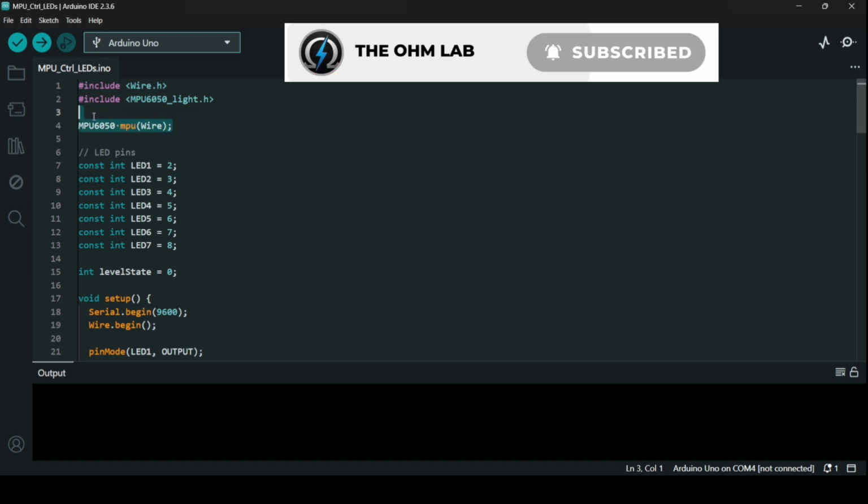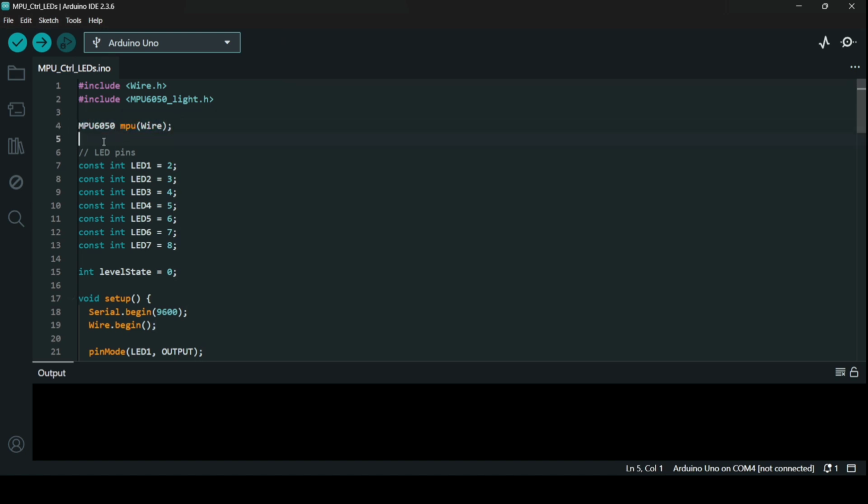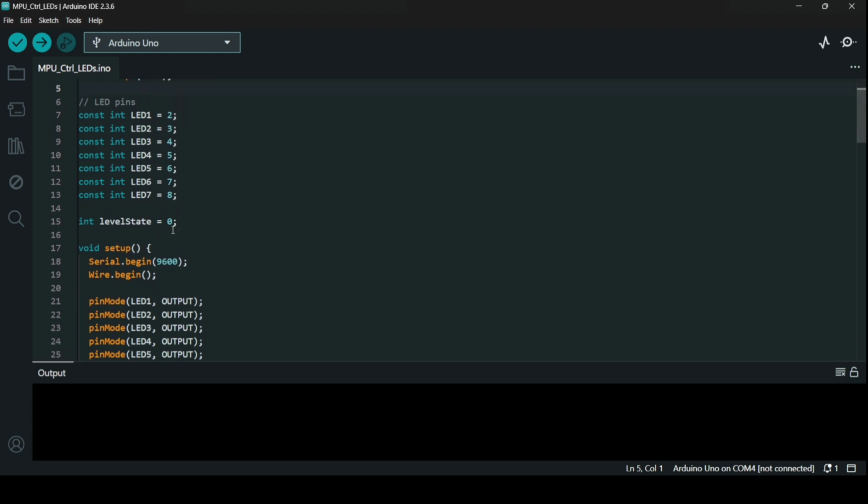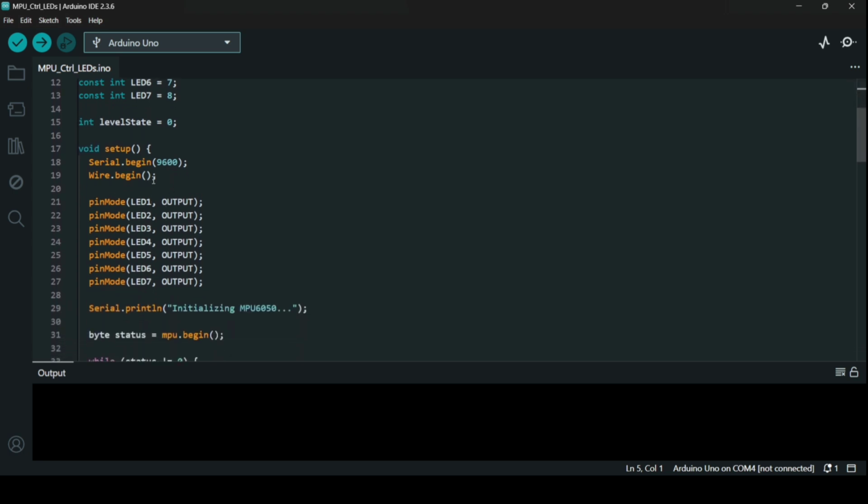And here I am defining one instance for MPU, and all the LEDs are defined with the digital pins on the Arduino numbered from 2 to 8, and this level state equal to 0 means the surface on which the MPU is lying is flat. And in the setup function we are initializing the I2C communication using Wire.begin, and this 9600 is a baud rate, and all the LEDs are defined with the output mode.